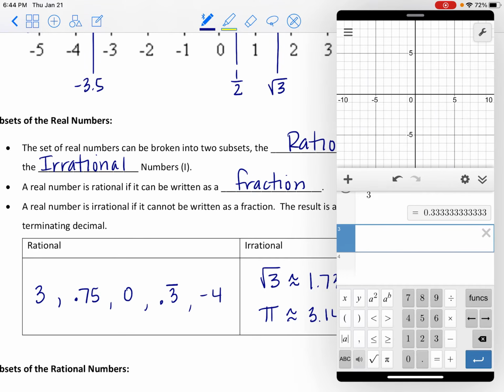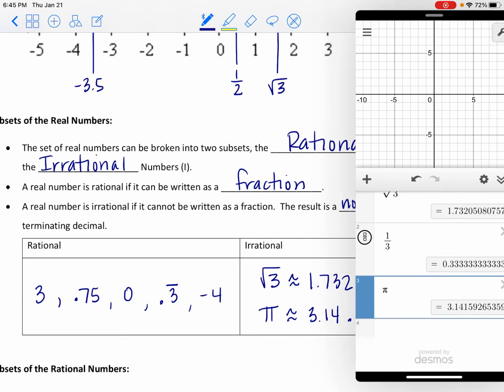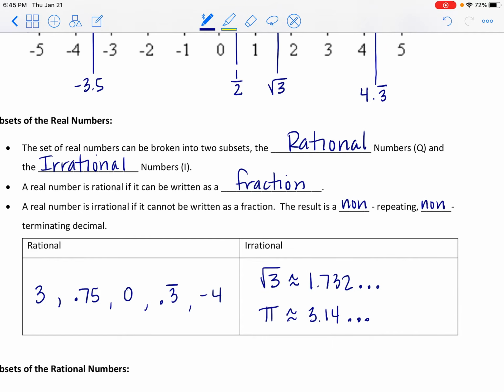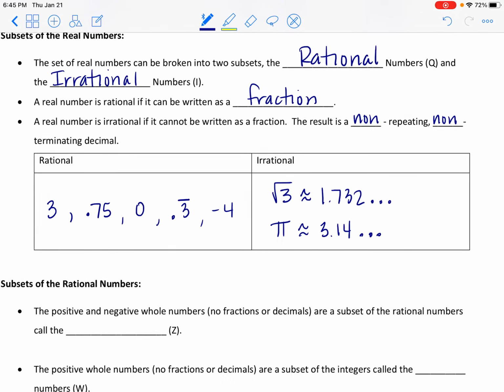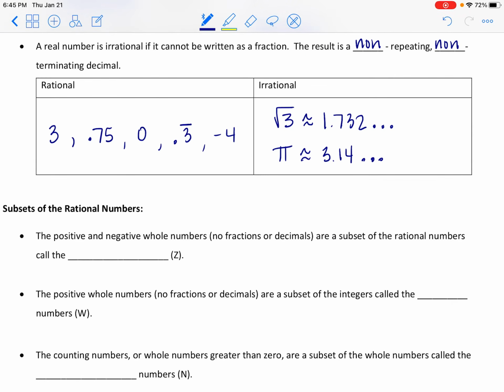And again, I can show you in here. Let's put pi in there. 3.14159265359. I'm just going to keep going without any pattern. Okay, so those are irrationals because there's no exact fraction for it. The decimal goes on forever without that pattern. Okay, now we have some subsets of the rational numbers as well, and I'll get one big picture to put this all together in a minute.